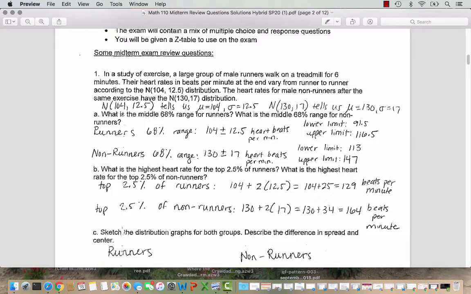Let's take a look at the review questions. Keep in mind these are here to help us review concepts. You're not going to see these exact questions on the midterm, but you want to read through and think about the concepts and make sure you're comfortable solving all of these.